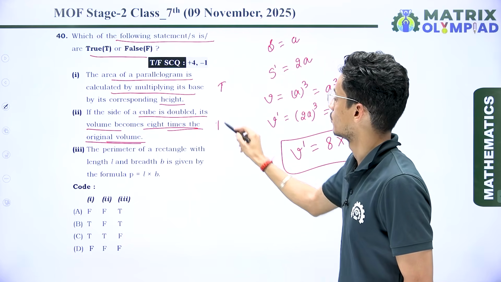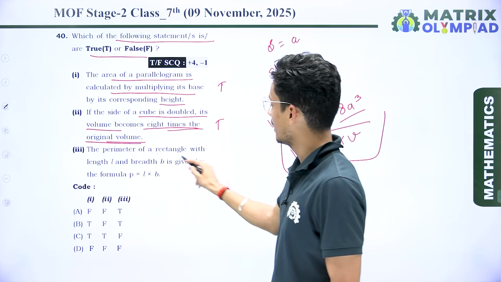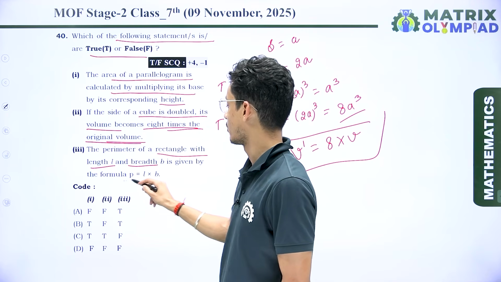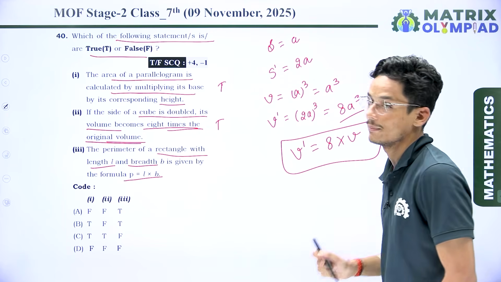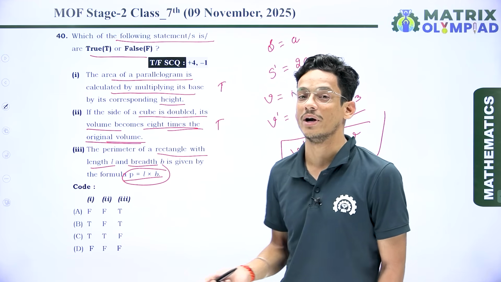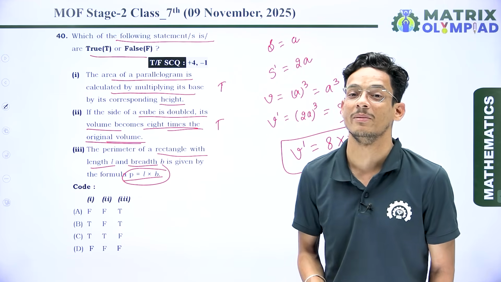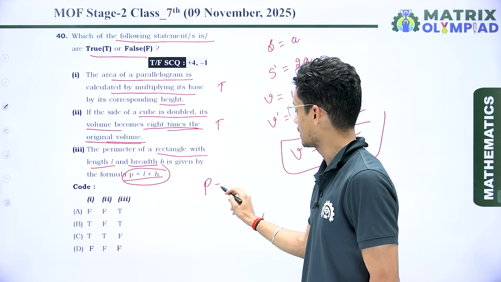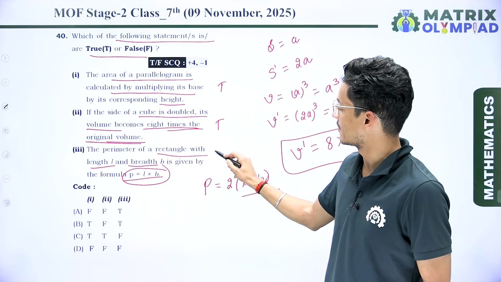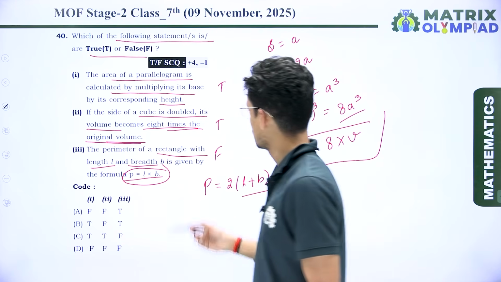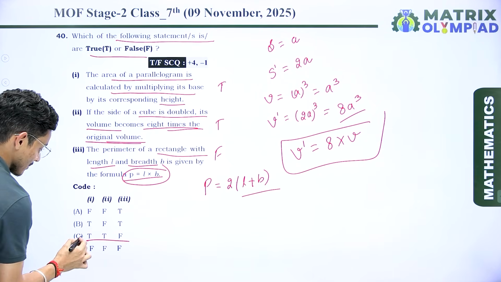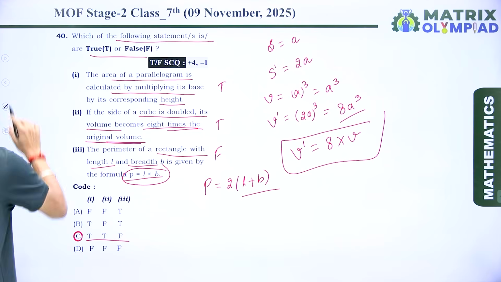This one is true. Next, the perimeter of a rectangle with length L and breadth B is given by the formula P equal to length multiply breadth. No, now this formula is used to find the area of a rectangle, not the perimeter. We know the perimeter of a rectangle, that is 2 bracket length plus breadth. So I can say this statement is false. So the correct option is true, true, false. It means option number C is the correct answer over here.